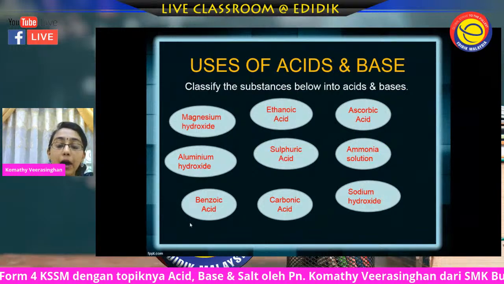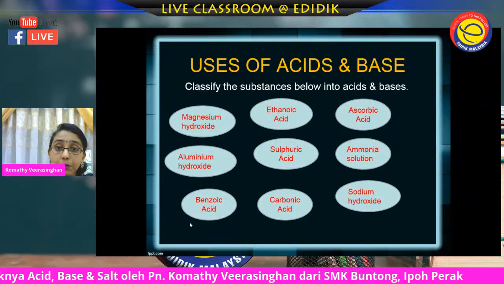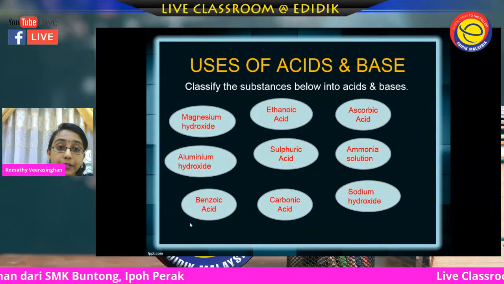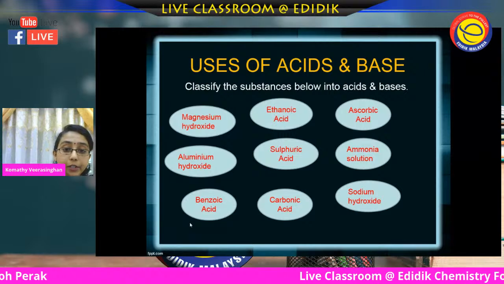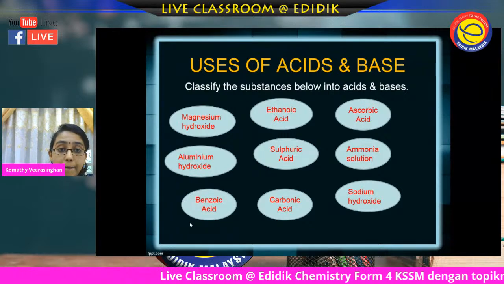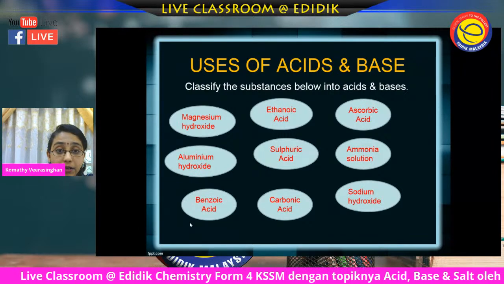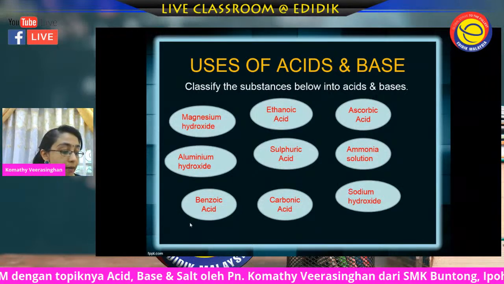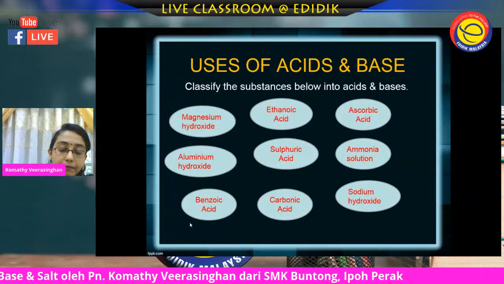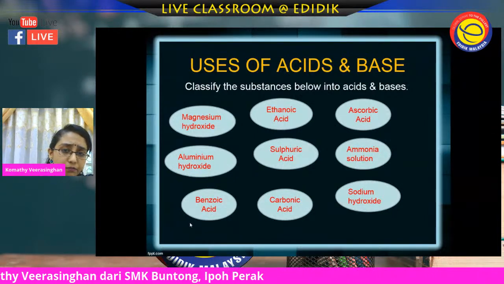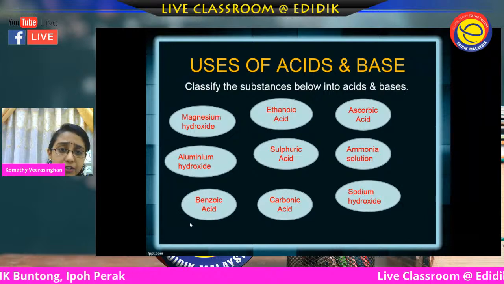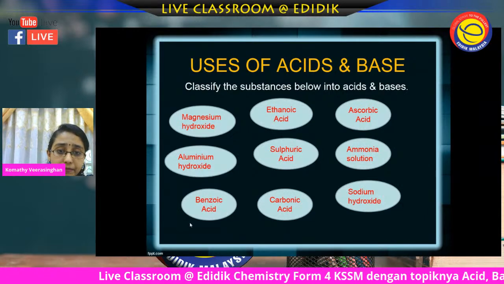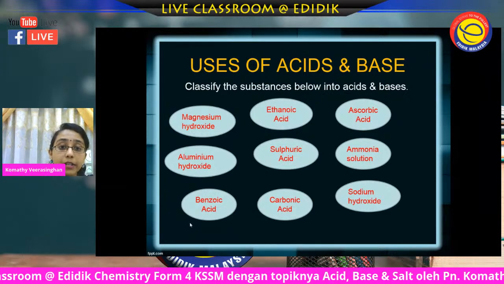So now, are you clear about what is acid, what is base, what is alkaline? So now let's do a short activity. Here I've given you about 9 substances. Please use your I-Think map to classify these substances into acid and base. I give you about 3 to 4 minutes. Try to sort them into acid and base before we learn further about their usage.